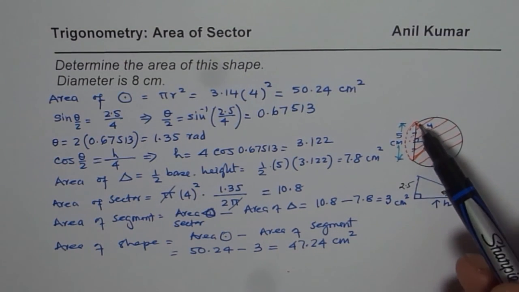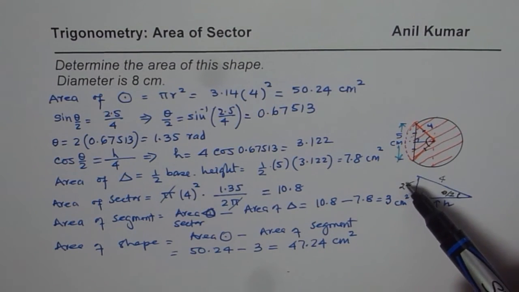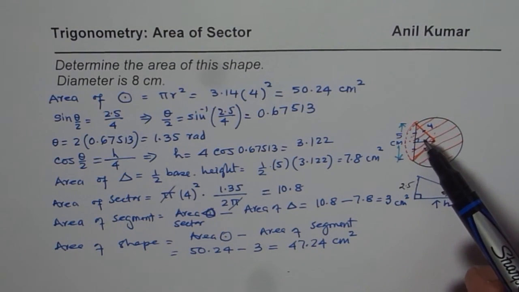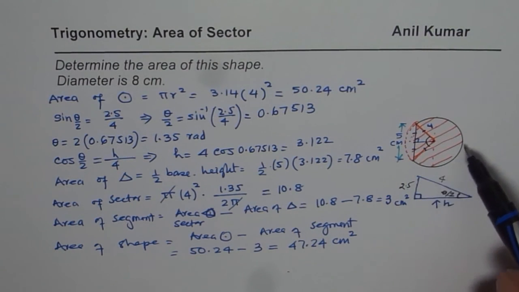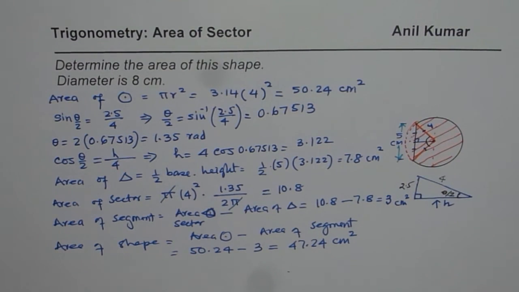Knowing the angle, you know the area of the sector. Taking away the area of the triangle from the sector, you know the area of the segment, which you can take away from the area of the circle to find the area of the shape given to you. And I hope this helps you to bring everything together.